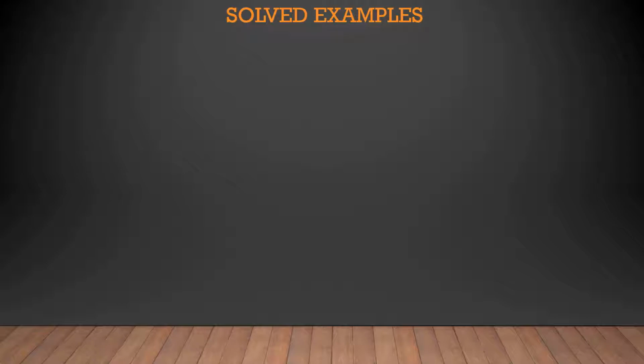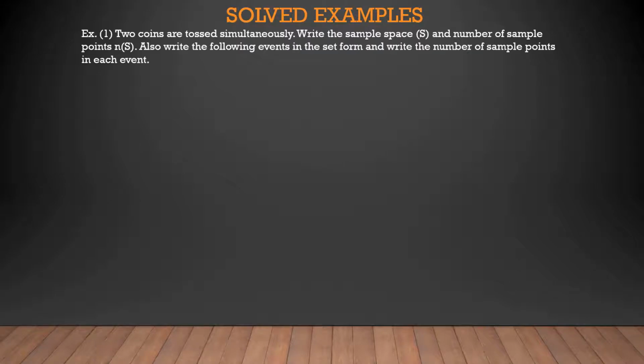Next we are going to see the solved examples. Example 1. Two coins are tossed simultaneously. Write the sample space S and the number of sample points N of S. Also write the following events in the set form and write the number of sample points in each event.